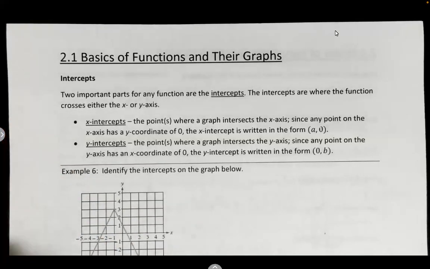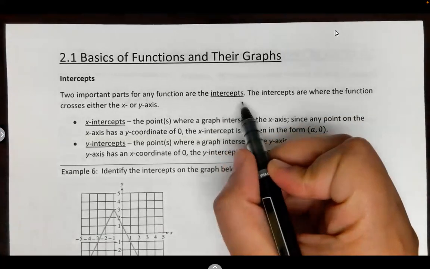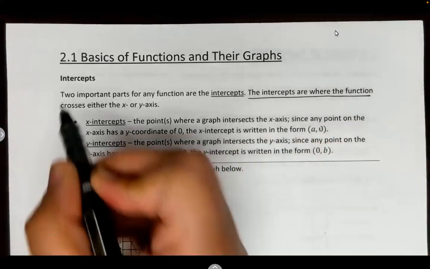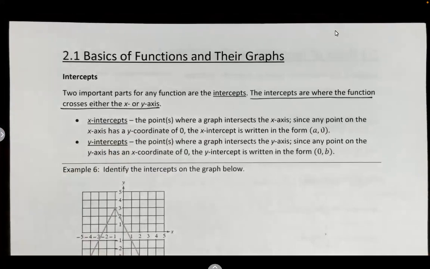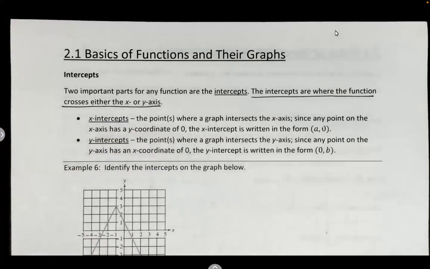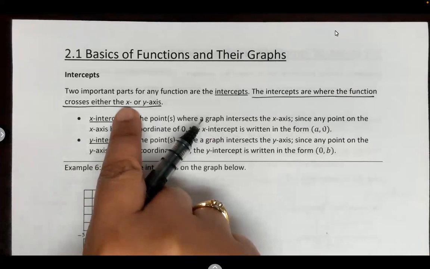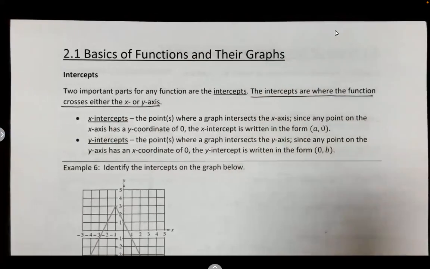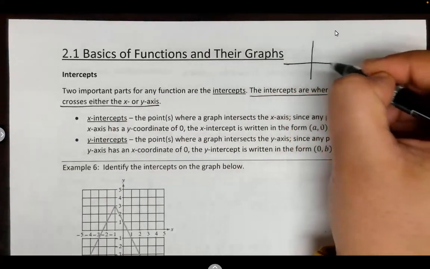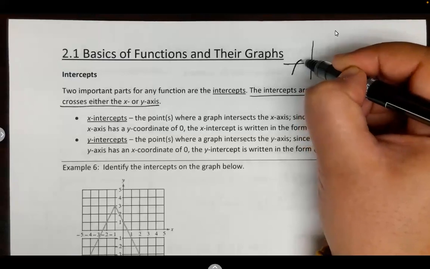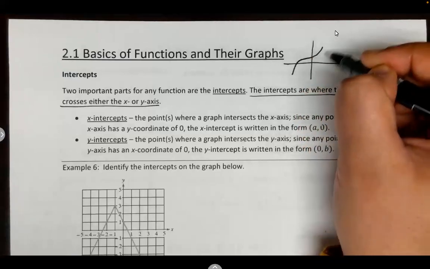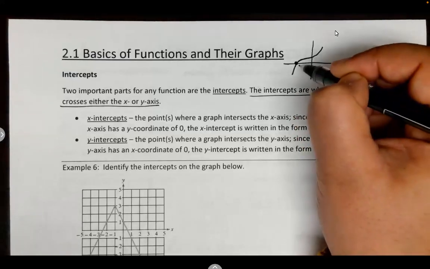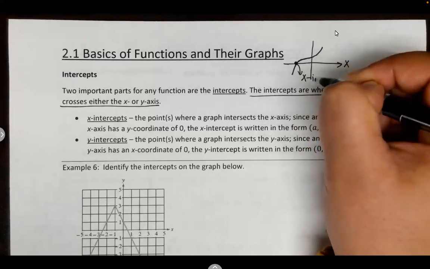Intercepts: there are two important intercepts, which means there are x-intercepts and y-intercepts. Pretty sure you guys have come across this before. When the graph intersects your x-axis, that point of intersection of the graph with the x-axis is called the x-intercept.